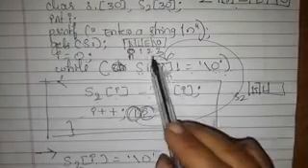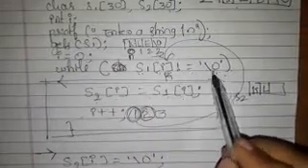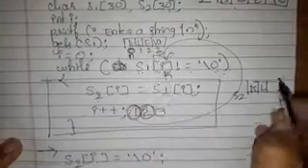Again goes back. s1 of 2 is not equal to null. What is s1 of 2? E. E is not equal to null. Yes, it is true. It will come inside. s2 of 2 is equal to s1 of 2. What is s1 of 2? E. Successfully I have got E also. i++, it will become 3.